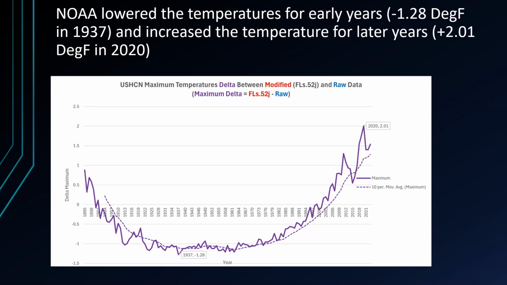NOAA adjusted the temperatures for earlier years, decreasing them by 1.28 degrees Fahrenheit in 1937, and increased the temperatures for recent years, adding 2.01 degrees Fahrenheit in 2020.